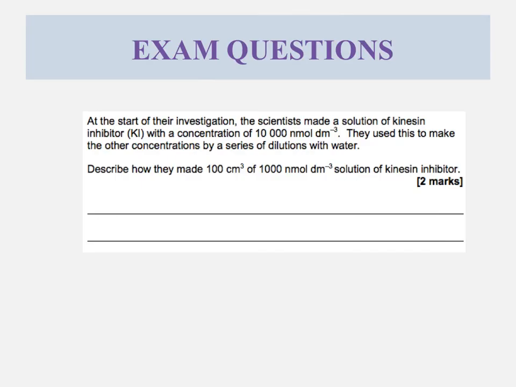The final question. At the start of their investigation, the scientists made a solution of kinesin inhibitor with a concentration of 10,000 nanomoles per dm cubed. They used this to make the other concentrations by a series of dilutions with water. Describe how they made 100 centimetres cubed of 100 nanomole per dm cubed solution of kinesin inhibitor. So you need to tell me how much of that original solution they would have added in and how much of the water they would have added in to dilute it. Okay, they told you that it's made by a series of dilutions with water.